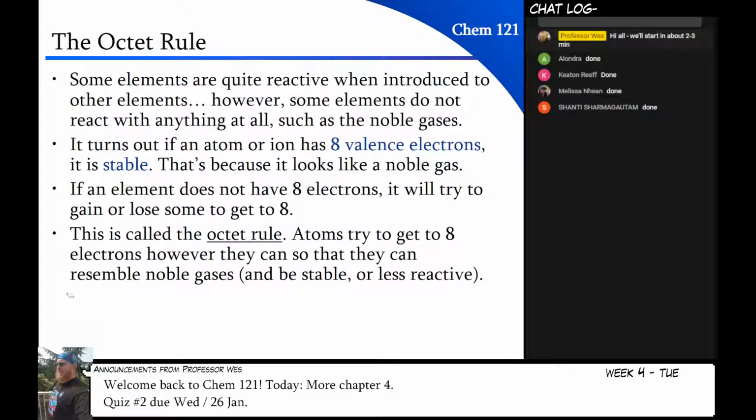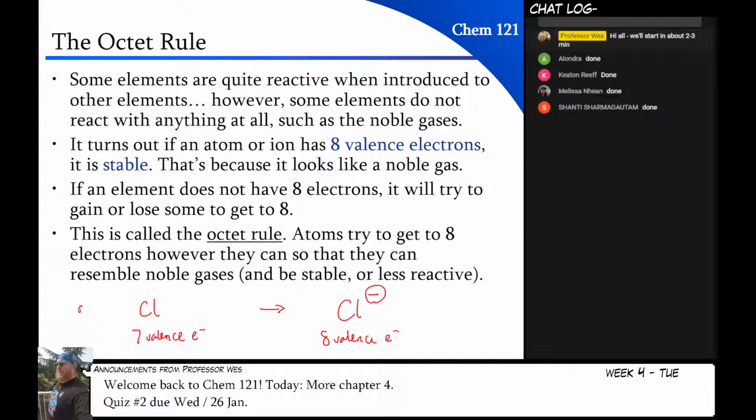Now, in doing so, atoms will turn into ions. They have to, right? So if I am an atom with 7 valence electrons, and I want to become an atom with 8 valence electrons, I inevitably have to gain an electron. Because gaining an electron means that the number of protons and electrons is now different. And thus I will have an ion.